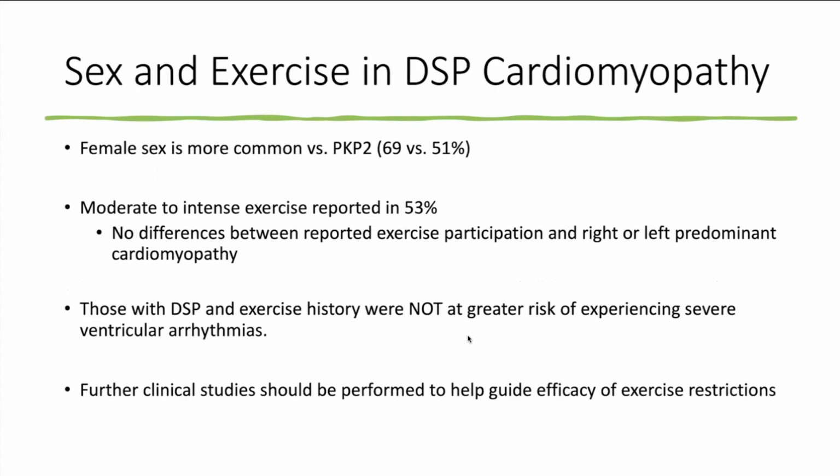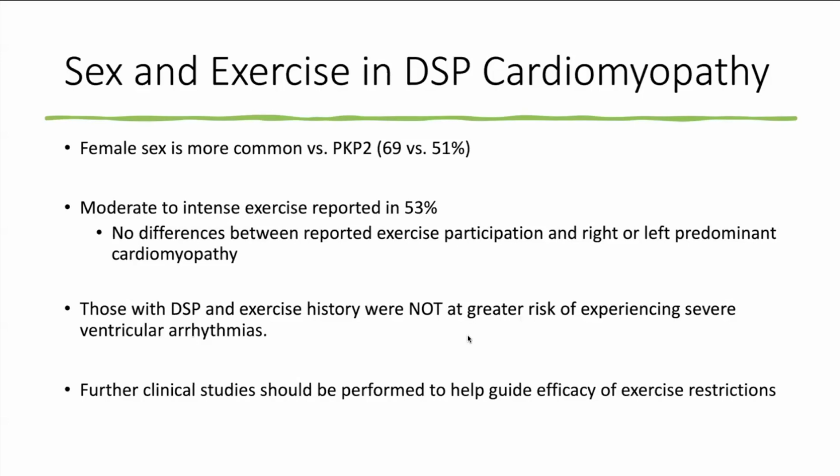So in general, female sex is more common in DSP than in the plakophilin mutation. Moderate to intense exercise is reported in roughly 50% of patients. So 50% of patients that have these mutations generally do significant amounts of exercise. And it has been linked to disease expression, but not necessarily to disease progression.